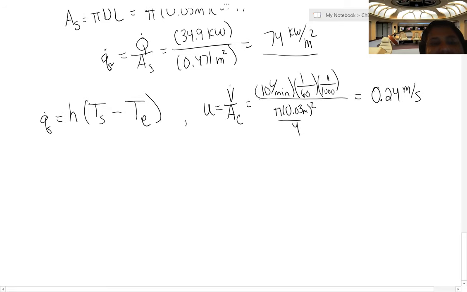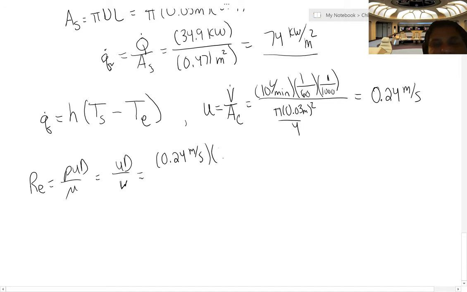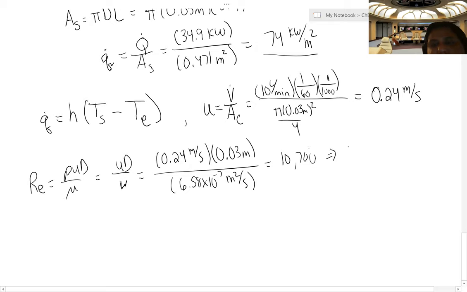Now with my velocity, I can then solve for my Reynolds number, which is going to be rho u d over mu. I don't have mu. I have the kinematic viscosity, so it's u d over nu, or 0.24 meters per second times my diameter, 0.03 meters, divided by 6.58 times 10 to the minus 7 meters squared per second, which gives me a Reynolds number of approximately 10,700. So definitely turbulent.